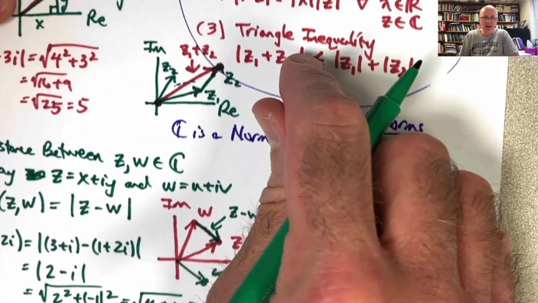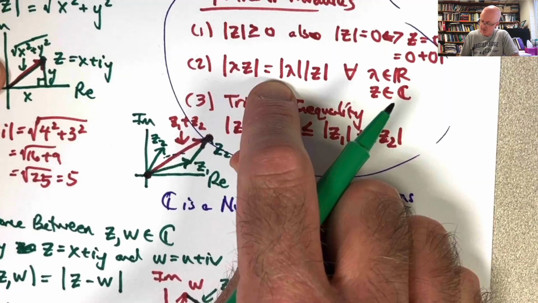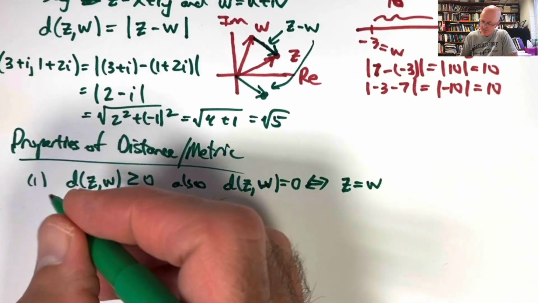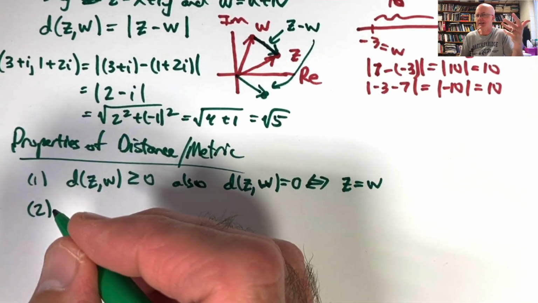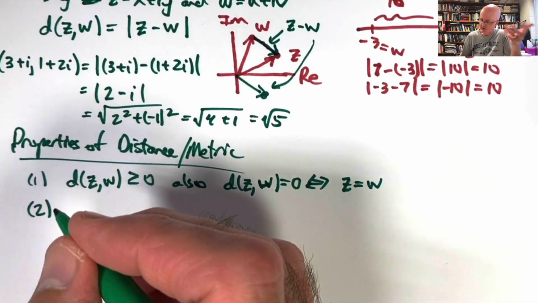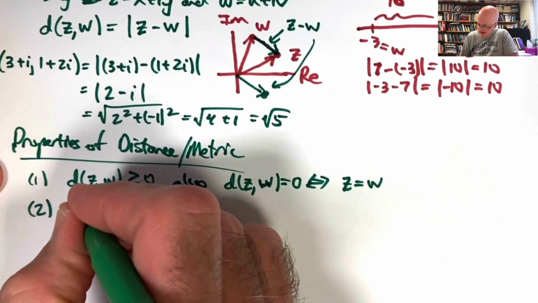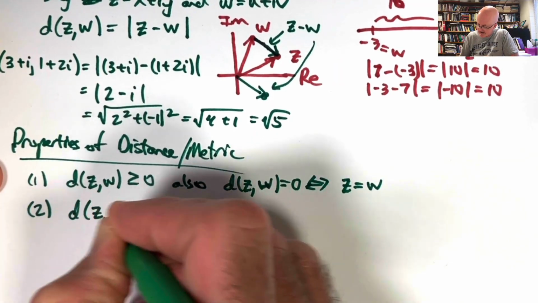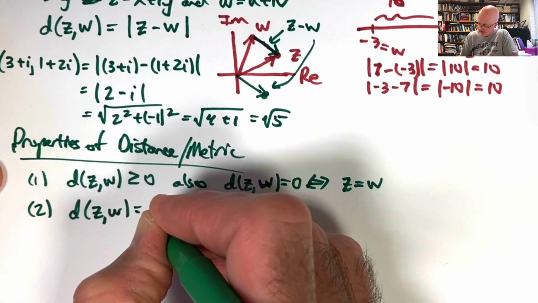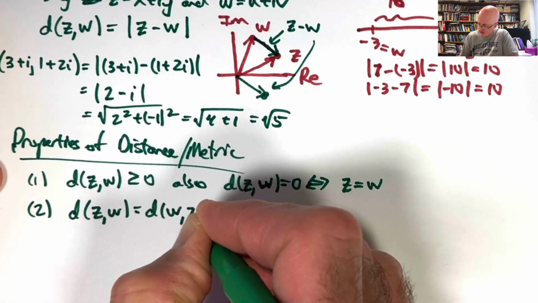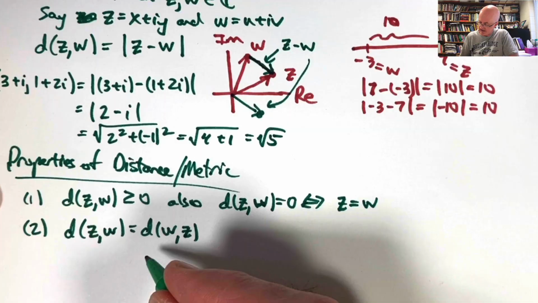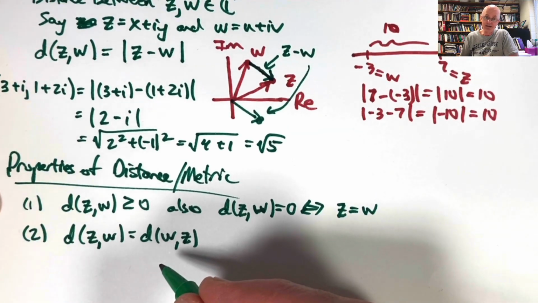You could write down a property related to scalar multiples here, but it's not typically done with metrics, because when you talk about metrics in general, you aren't necessarily talking about vector spaces. But another property that can be written down is that the metric is symmetric in z and w. It doesn't matter which order I do these things in. The distance between z and w is the same as the distance between w and z.